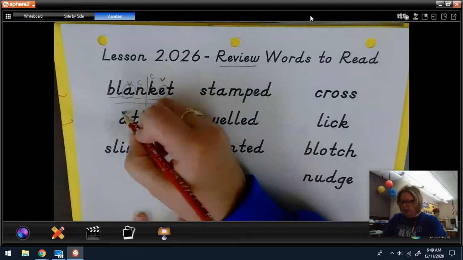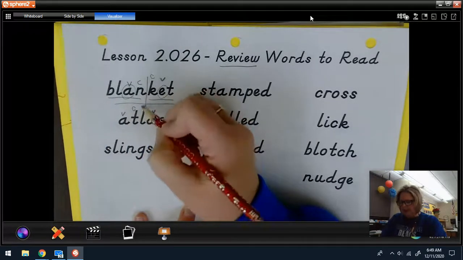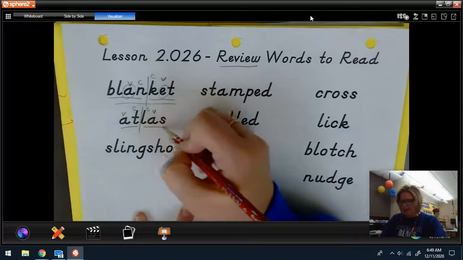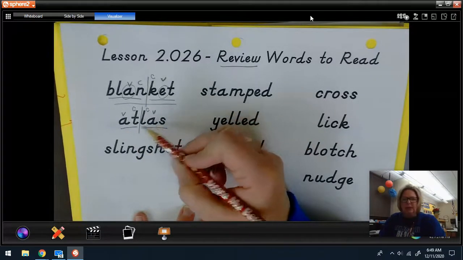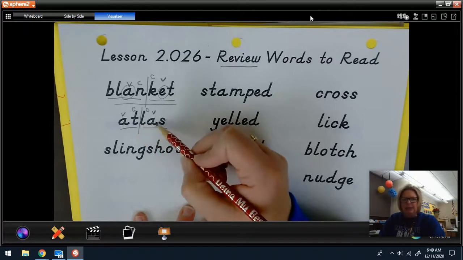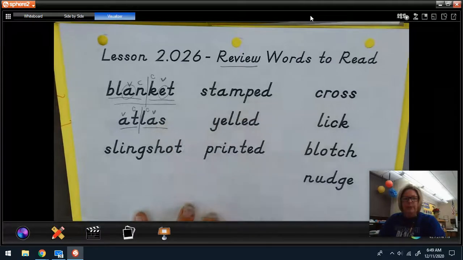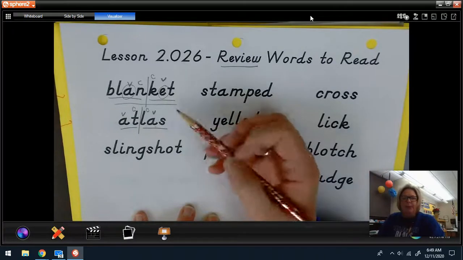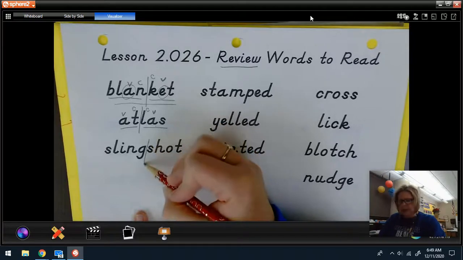This word also follows that pattern. Vowel, consonant, consonant, vowel: atlas. Now you might think that this is las. It is not; it is atlas. That A is a special schwa sound, which means it says uh. An atlas is basically just a map. It's a fancy word for a map. Blanket, atlas. This word is a compound word.